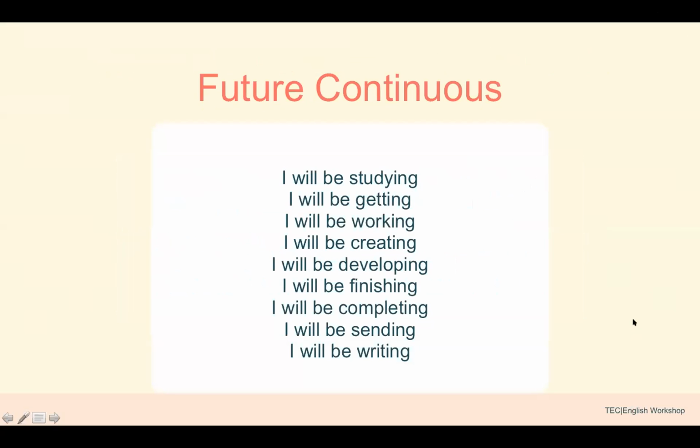Okay. So قبل حكينا about the present continuous. هلا عنا كمان the future continuous. So I will be studying. I will be getting. I will be working. I will be creating. So what would you be doing in 5 years from now? فينا نقول in 5 years I will be working on a project that I have been developing for years.